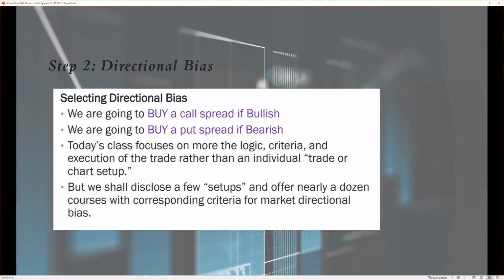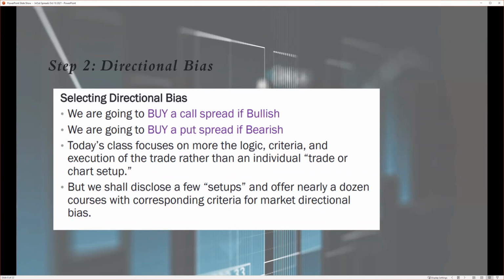We are buying premium. So today's class focuses more on the logic and the criteria of how to execute this trade rather than an individual trade or chart setup. Here is what is more important: if you find the right criteria on the option chain, regardless of what is happening outside and what you think about the underlying, and you make your trade taking all these important criteria into consideration, that is more important than what you think the underlying is going to do.